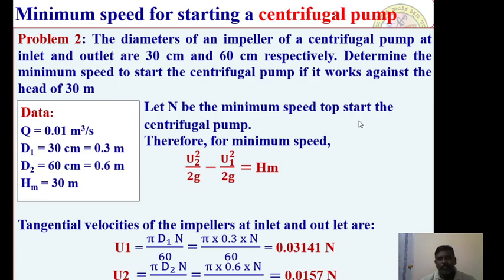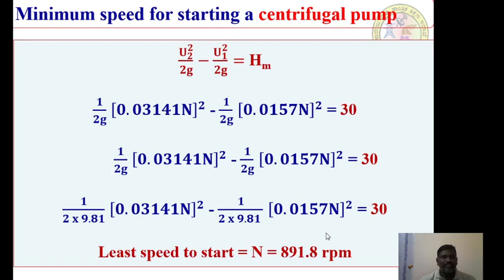Let N be the minimum speed to start the centrifugal pump. For a minimum speed, U2 square by 2g minus U1 square by 2g is equal to hm. I can calculate U1 in terms of capital N: pi D1 N by 60, that is 0.03141 N, and similarly U2 is 0.0157 N. Expressing this in U2 square by 2g minus U1 square by 2g equal to hm and solving for N, the least speed to start the centrifugal pump is N equal to 891.8 rpm.